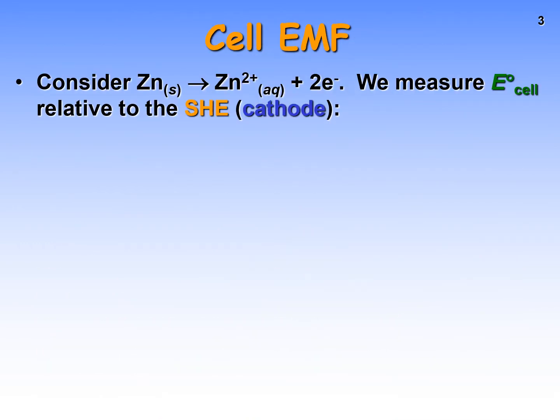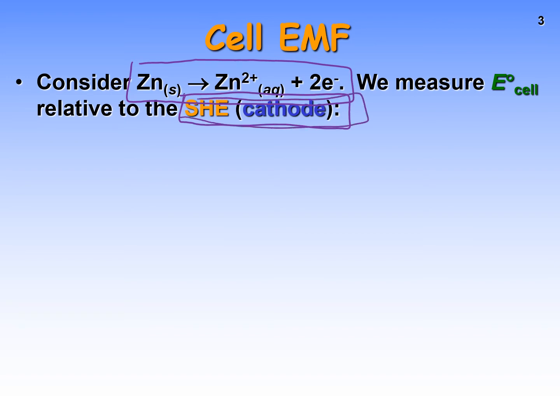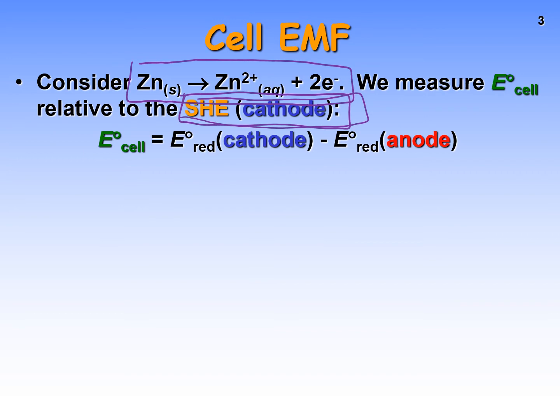So let's consider this oxidation reaction relative to the SHE. We're going to make the SHE our cathode and compare it. Now, if the SHE is our cathode, that means that's this guy, and it has to be 0 volts because that's what the SHE is defined as having for its reduction potential. That means this is my zinc solid going to zinc 2 plus plus 2 electrons.